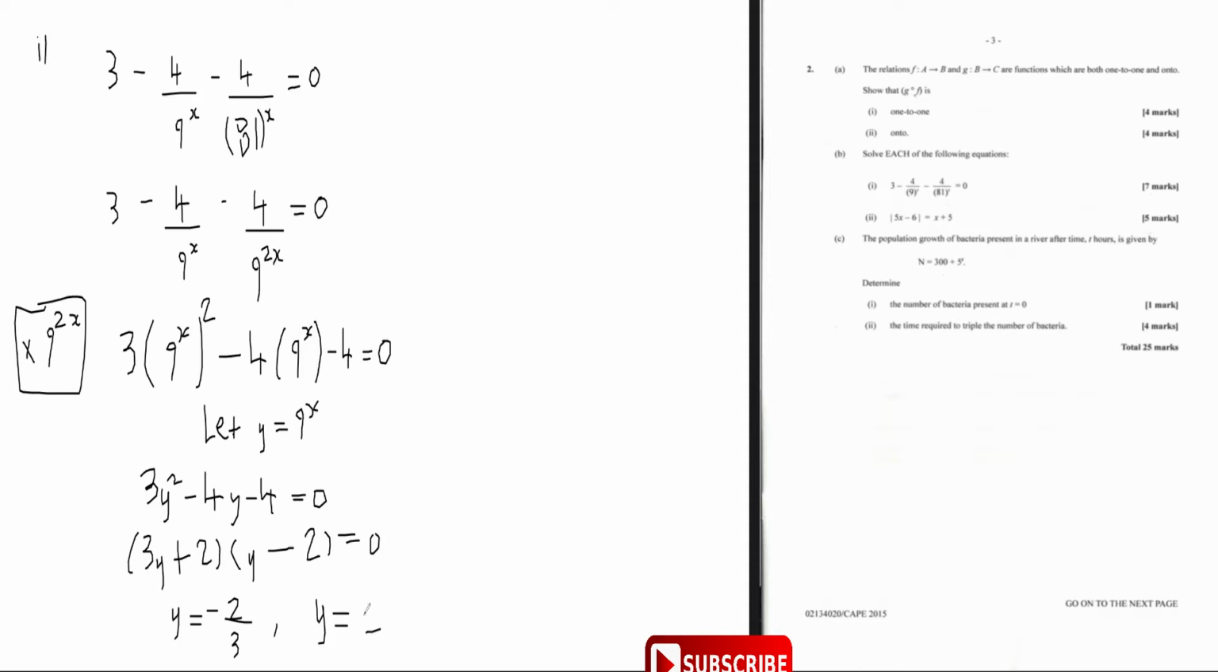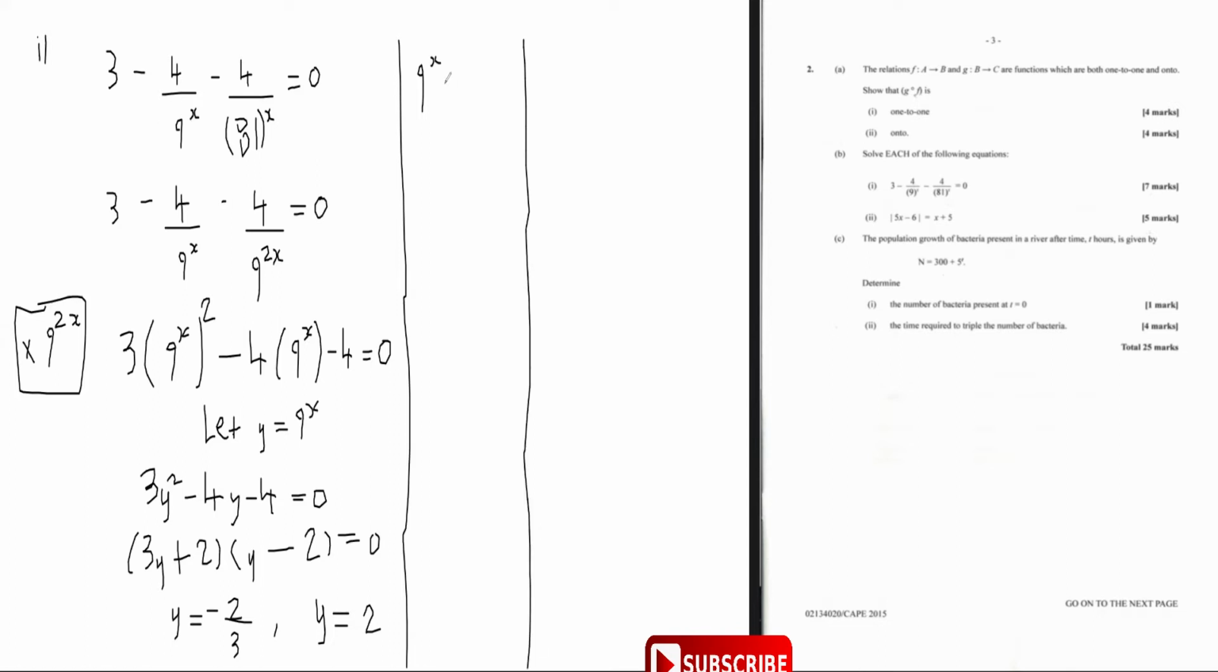But let's just bear in mind that we know that y is 9 to the x. So really and truly what we're solving is 9 to the x is equal to negative 2 over 3. Now you cannot have a number and raise it to a power and get minus 2 over 3. So you can tell them that this is crazy.